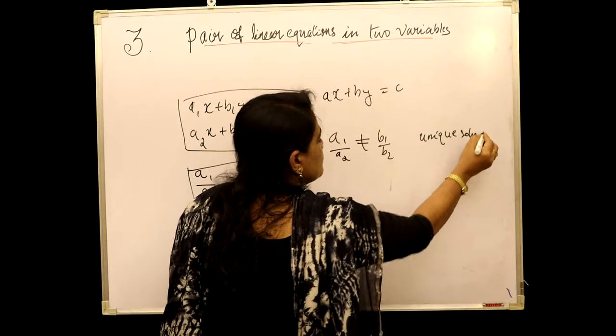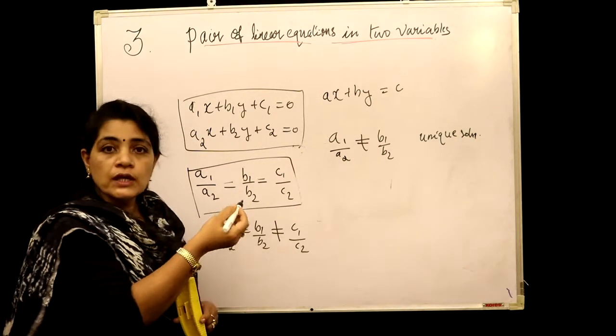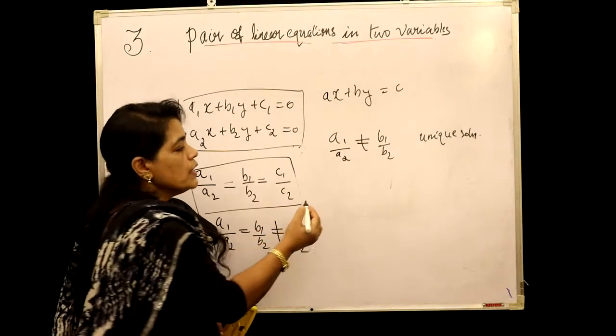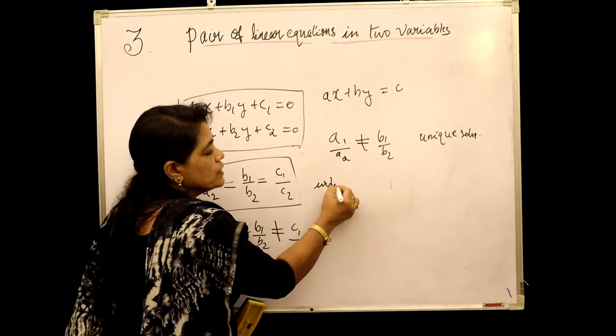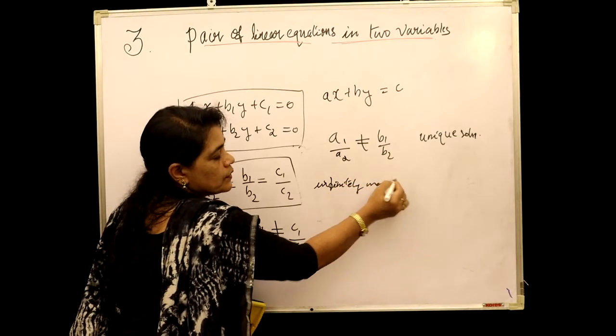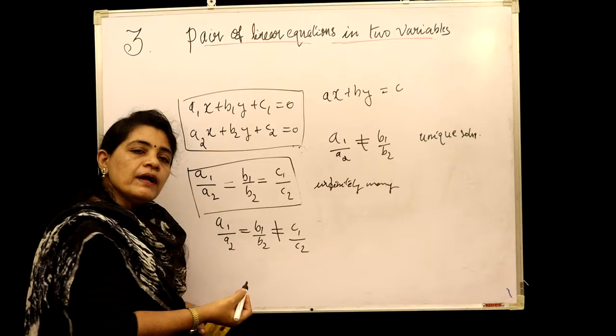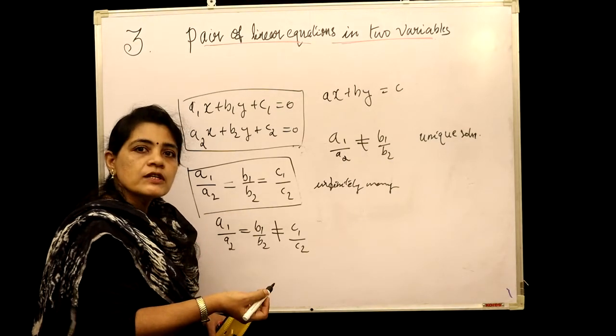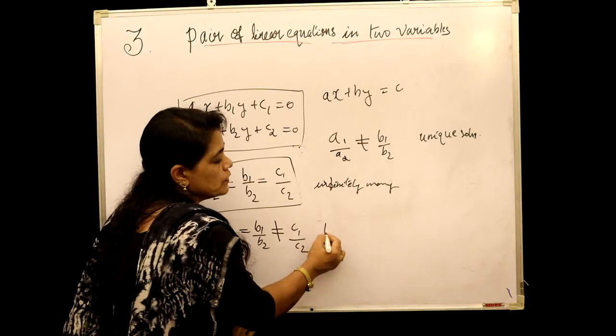Okay, solution. If a1 by a2 equal to b1 by b2 and that is equal to c1 by c2, infinitely many solution. Okay, infinitely many solution. Okay, and if a1 by a2 equal to b1 by b2 and that is not equal to c1 by c2, no solution.